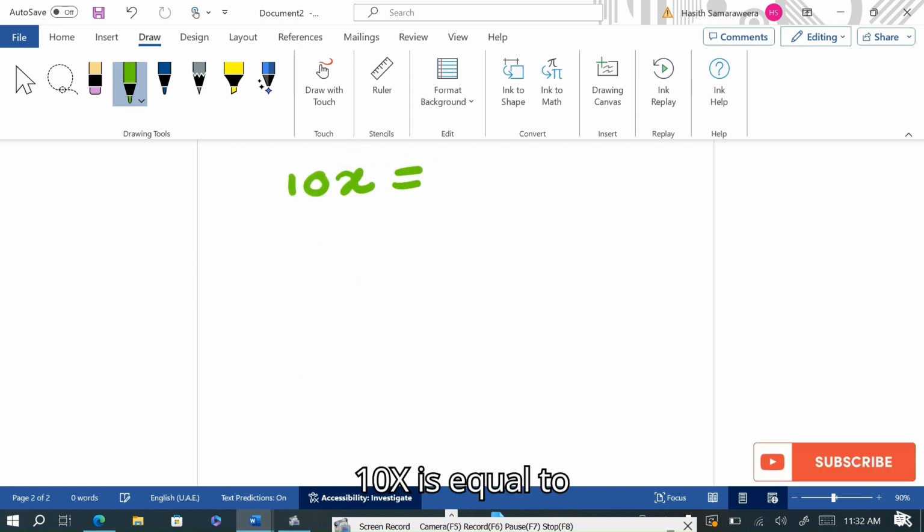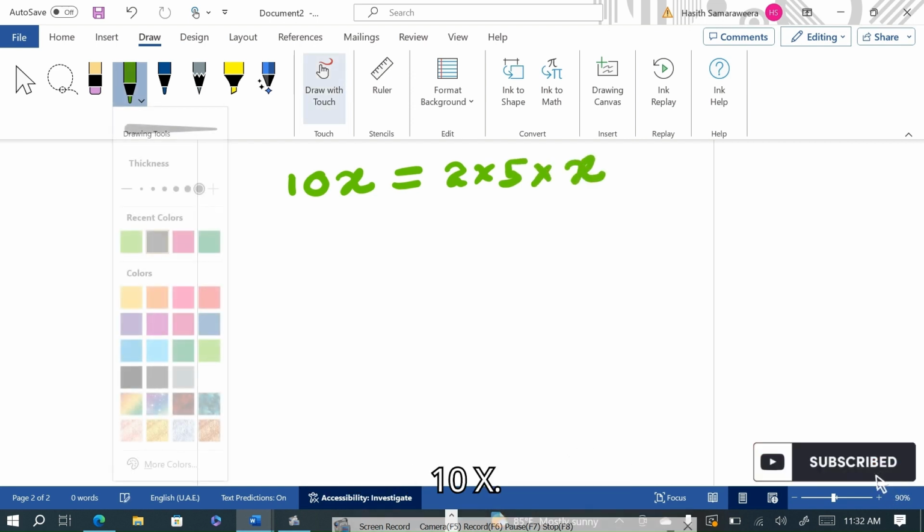10x is equal to 2 times 5 times x. So 2, 5, and x are factors of 10x.